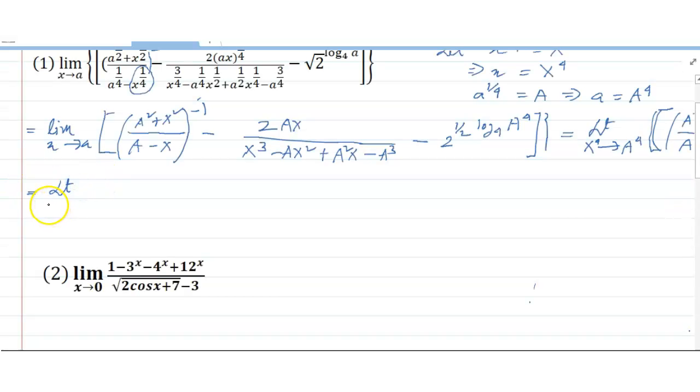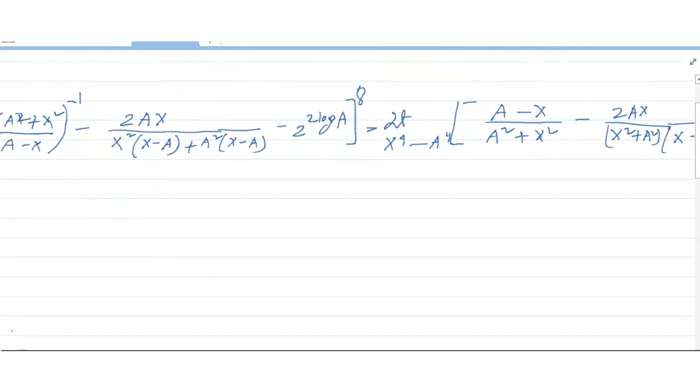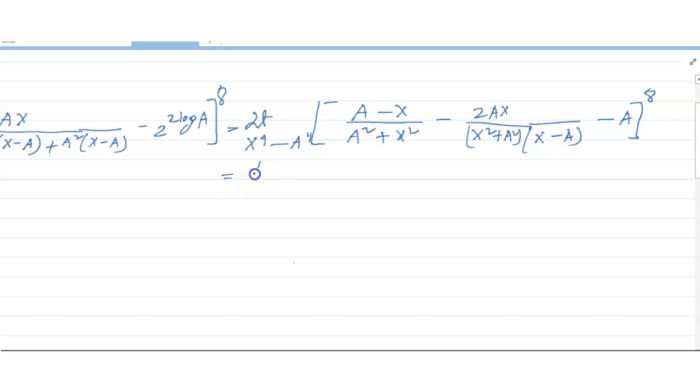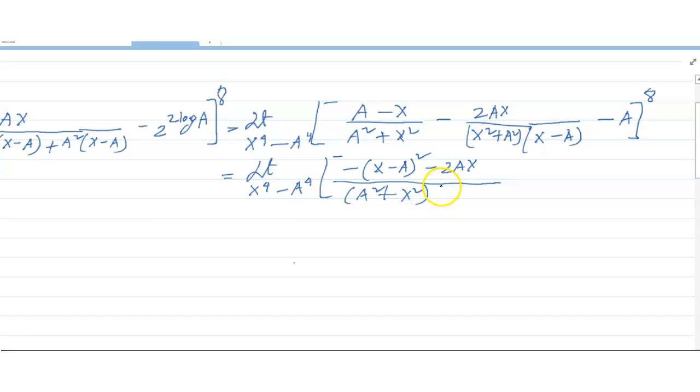Now limit x tends to a, just simple calculation from here: limit x to the power 4 minus a to the power 4 divided by minus x minus a whole square, minus 2ax divided by a square, into a square into x minus a, minus a to the power 8.